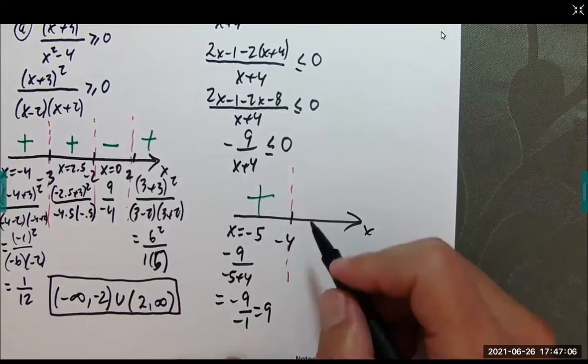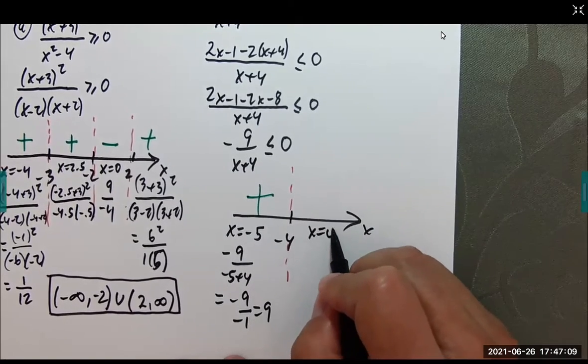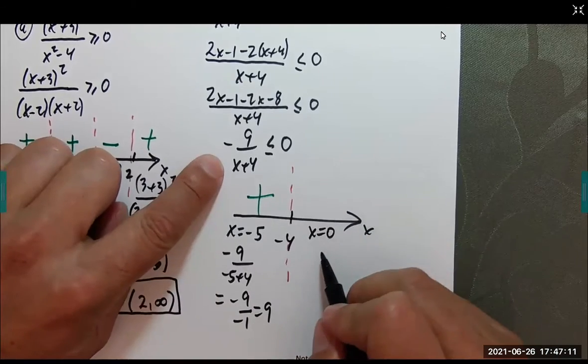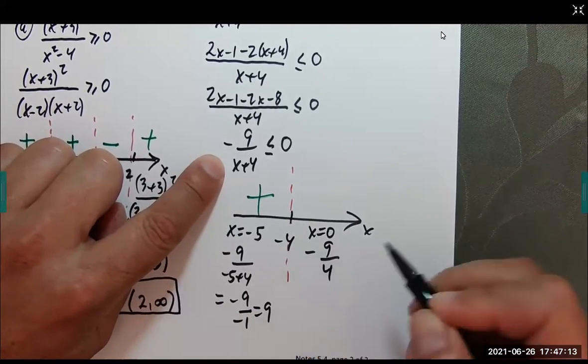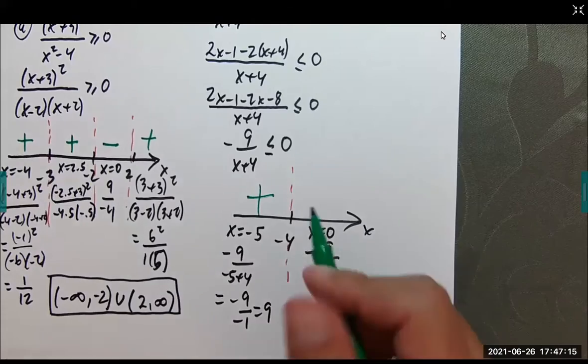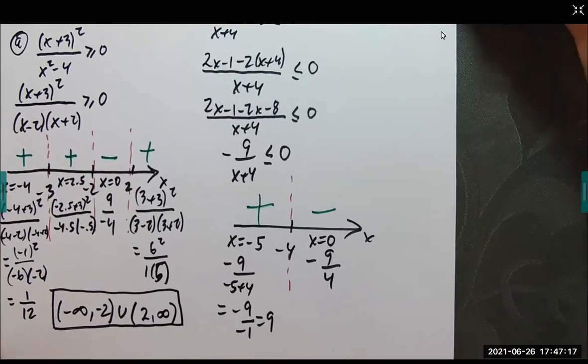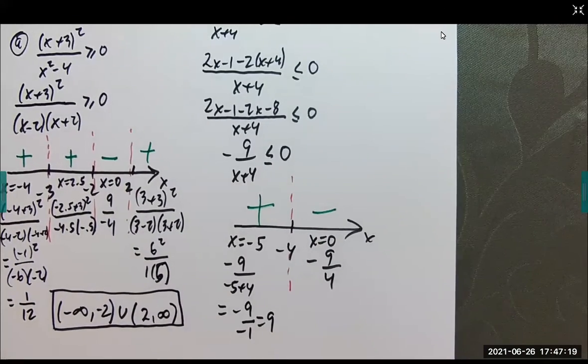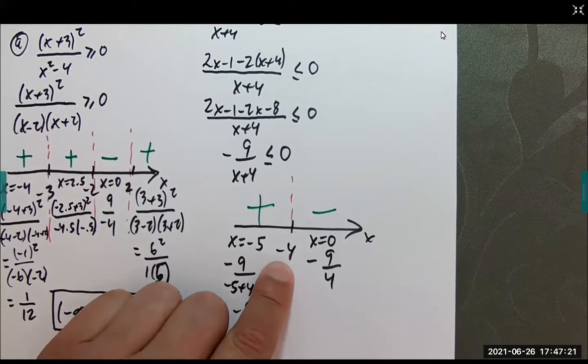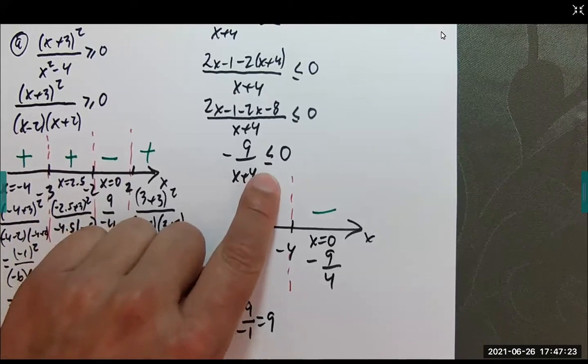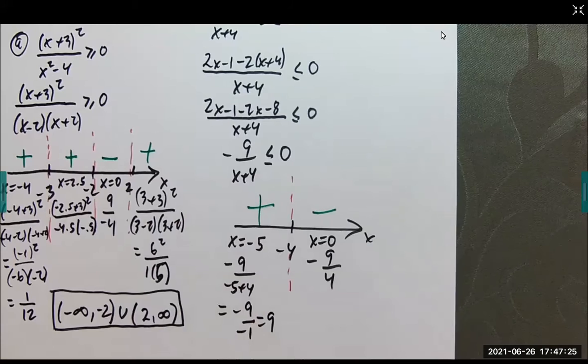And let's test over here. We'll do x equals 0. That seems the easiest to me. That's going to give me negative 9 over 4, which is negative. And they want to know when it's negative. Now, we cannot include negative 4 because even though there's the equal symbol, it's in the denominator, and we can't divide by 0. So our answer is going to be negative 4 to infinity.